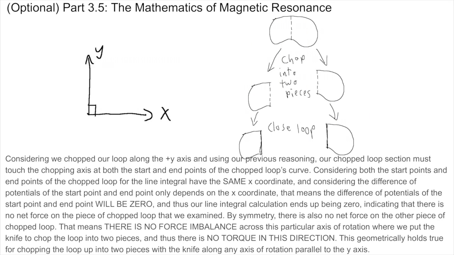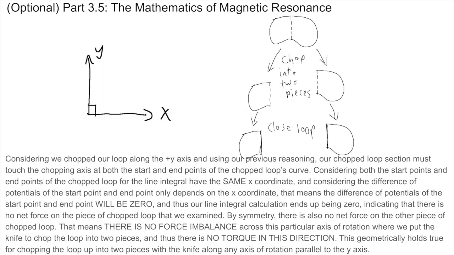Considering we chopped our loop along the plus y-axis, and using our previous reasoning, our chopped loop section must touch the chopping axis at both the start and end points of the chopped loop's curve. Considering both the start points and end points of the chopped loop for the line integral have the same x-coordinate, and considering the difference of potentials of the start point and end point only depends on the x-coordinate, that means the difference of potentials will be 0, and thus our line integral calculation ends up being 0, indicating that there is no net force on the piece of chopped loop that we examined.